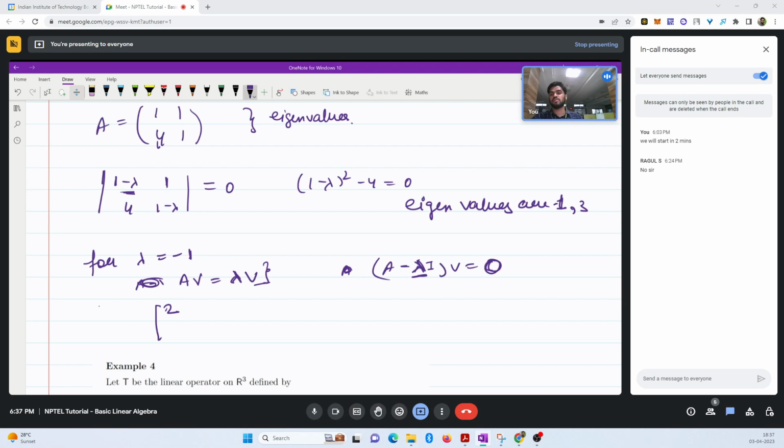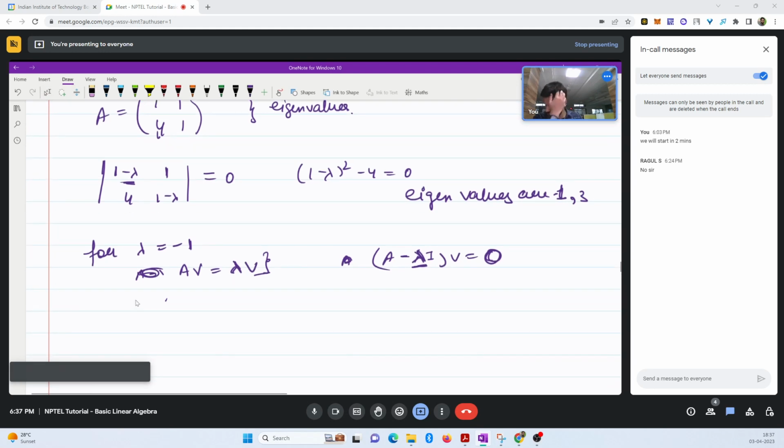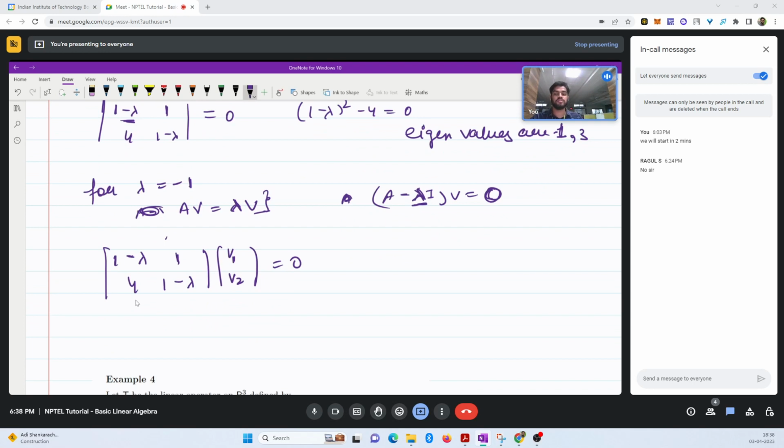I'll probably write it just one more step. I know it's trivial, but I'll write it. So A minus lambda I would be the matrix 1 minus lambda, 1, 4, 1 minus lambda, times v1 v2, equal to 0. This is what you want to see. Now your lambda value is minus 1, so we can replace minus 1 over here. What we obtained is 2 over here and another 2 over here.